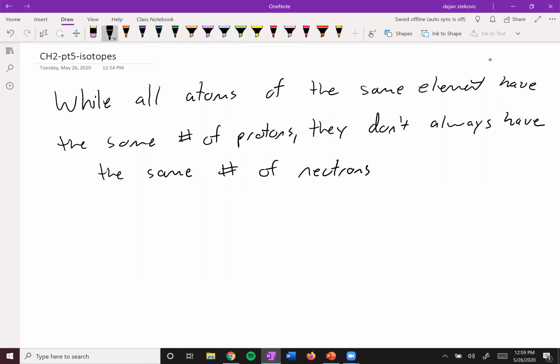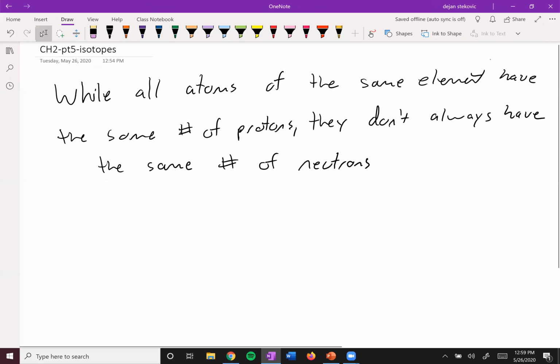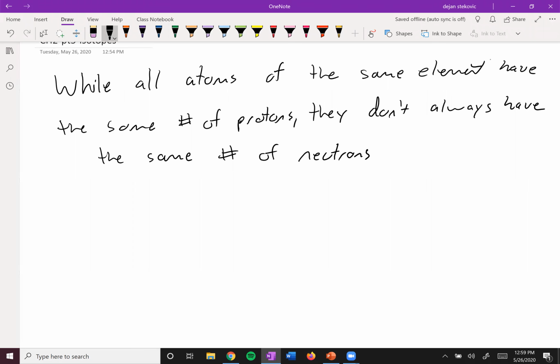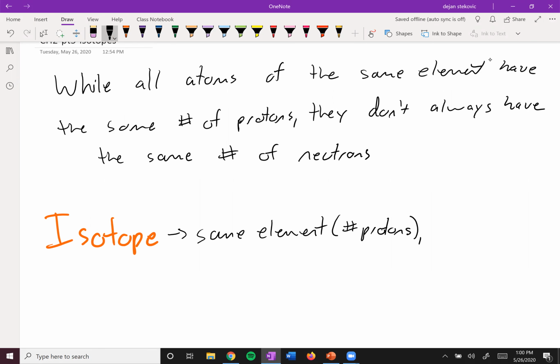So for example, your hydrogen, maybe it has no neutrons and one proton, or one neutron and one proton, or two neutrons and one proton. And so when you're the same element, but you have a different number of neutrons, you are called an isotope. Isotope. So an isotope is the same element, which means that it has the same number of protons, but a different number of neutrons.